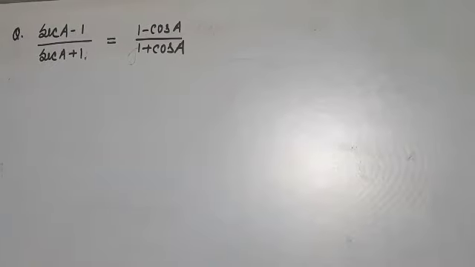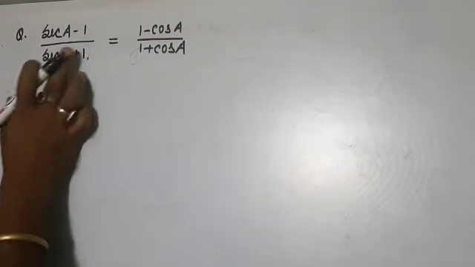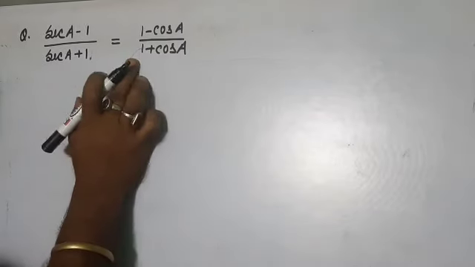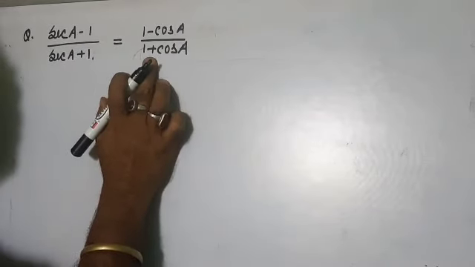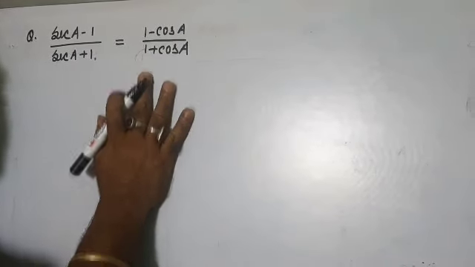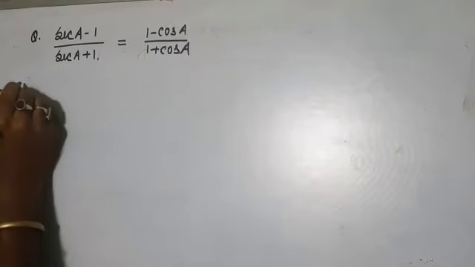So let's start with the first question. (sec a minus 1) by (sec a plus 1) is equal to (1 minus cos a) by (1 plus cos a). You have to prove. So here we take LHS.